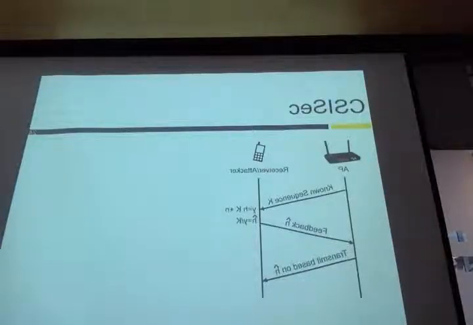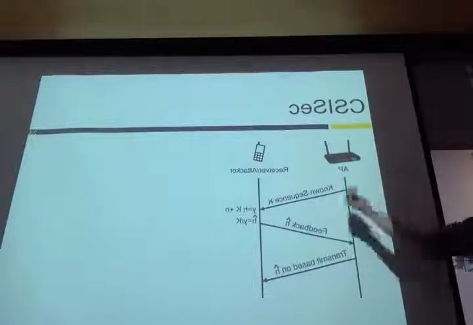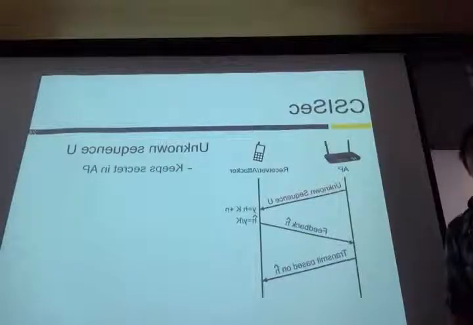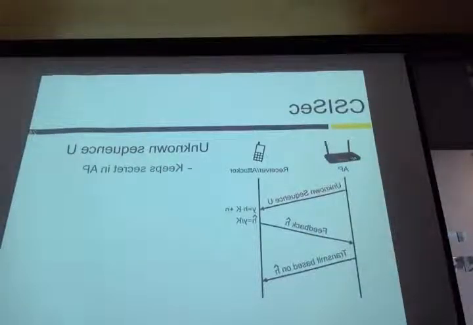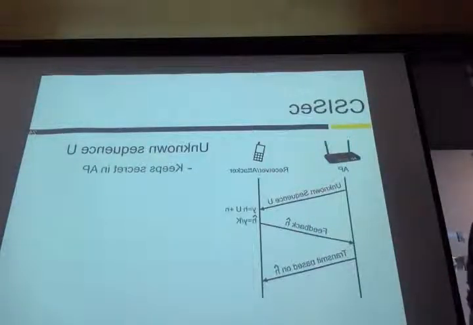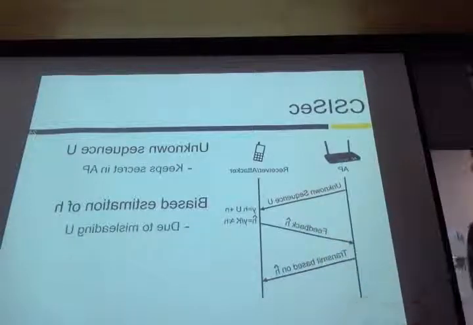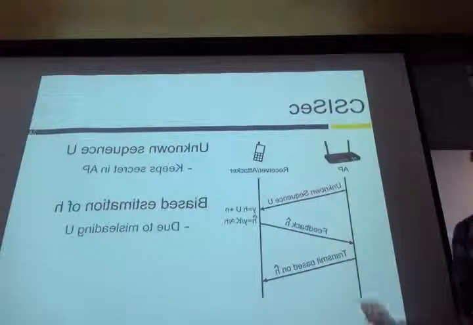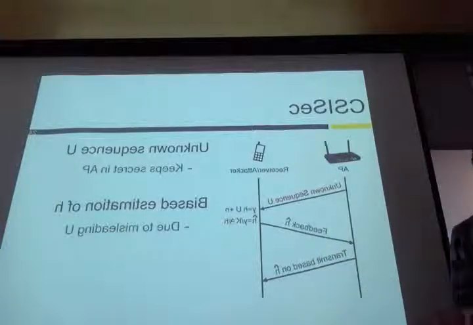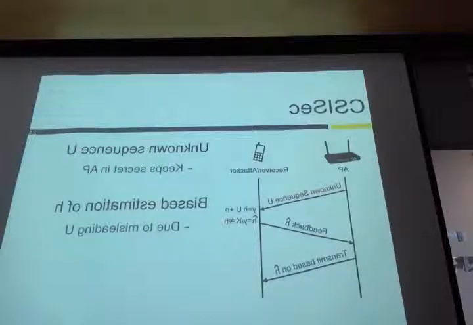The only modification made in CSI sec is at the AP. They don't use a known sequence anymore. They use an unknown sequence. It's kind of a secret, kept secret at the AP. So now the received signal at the receiver will look like HU plus noise. Then the estimation of the CSI is no longer an unbiased estimation of the real CSI. So basically it's a wrong estimation. All the clients just don't know what the CSI is anymore, and then feed this wrong estimation back to the AP.